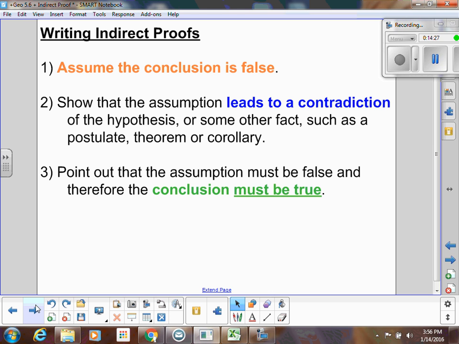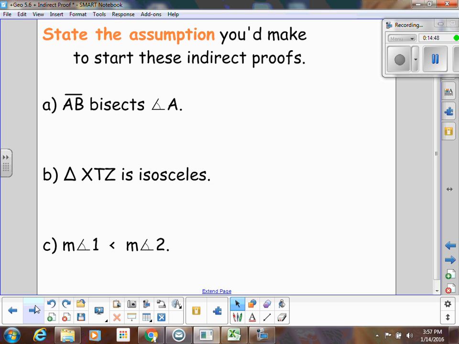Either it contradicts the given or any known fact or theorem or postulate. Okay, and then our last step, number 3, is we're going to say, okay, since the assumption that we had was false, then our conclusion must be true. So let's see what that looks like.